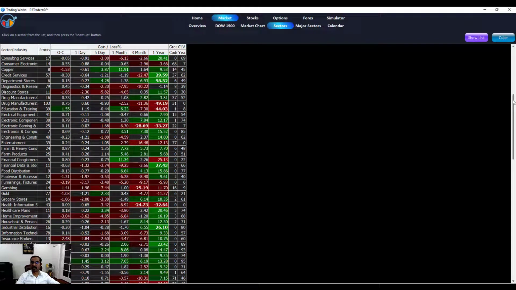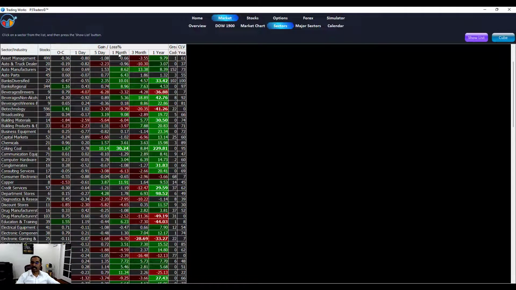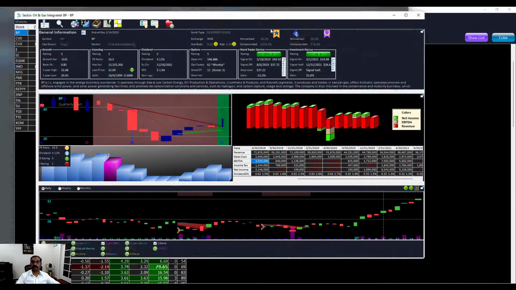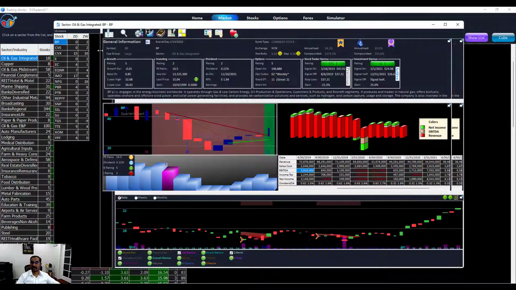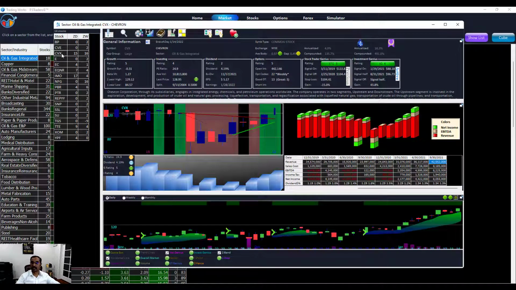If you want a diversified investment portfolio, you can come over here and see what happened in the last 1 month, what are all the top performers, and you can select that particular sector. You can see how many stocks constitute this sector, and you can find which stock would be a good stock to invest in for your diversified portfolio.